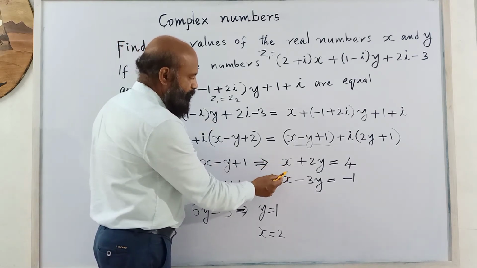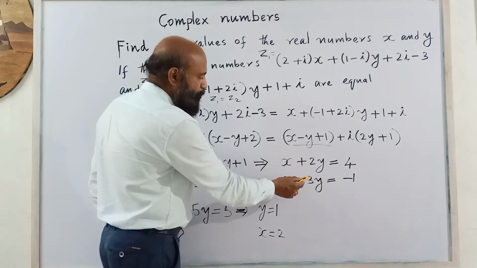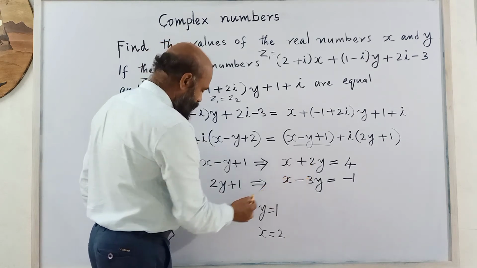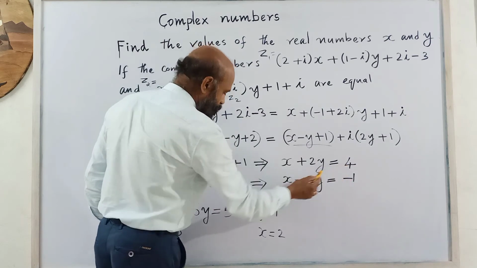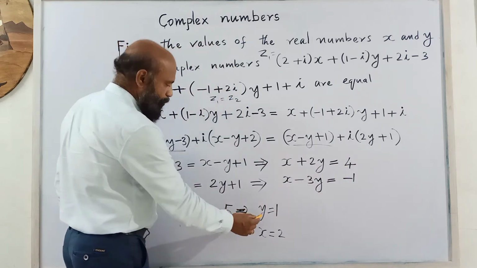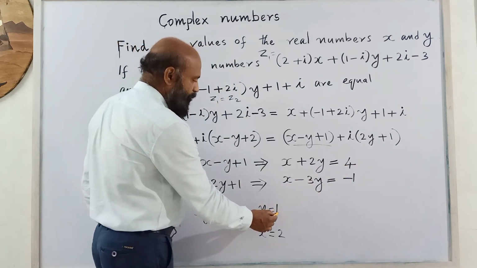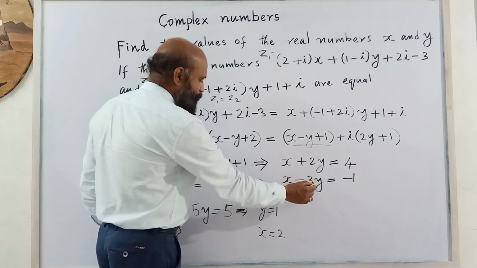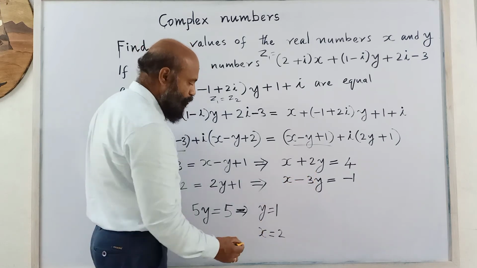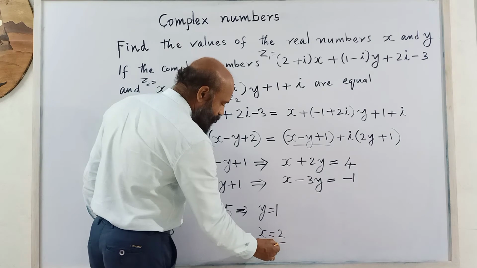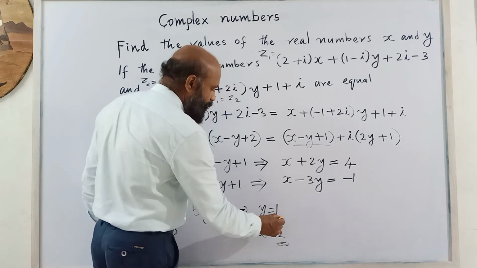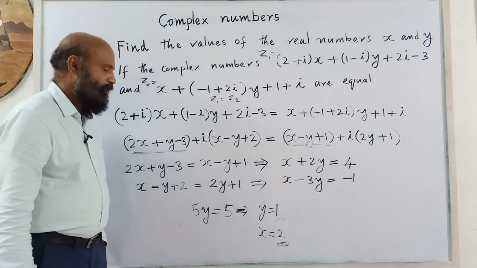x minus x 0, then 2y minus 3y, so it will be 5y is equal to 5. That means y is equal to 1. That value you put in this expression, so you will get the value of x. So x should be 2 and y should be 1.